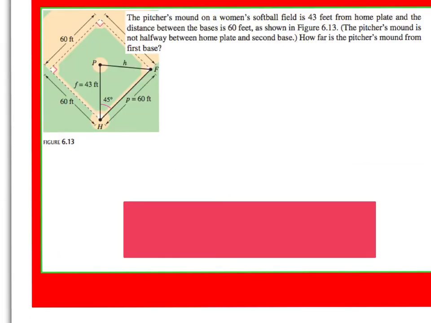Benny's going to be my women's softball player. Here we go. The pitcher's mound on a women's softball field is 43 feet from home plate, and the distance between the bases is 60 feet. How far is the pitcher's mound from first base?